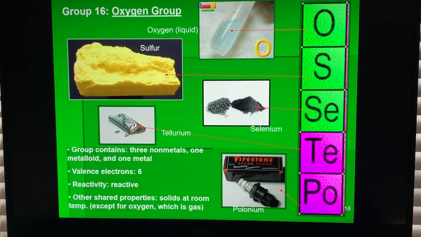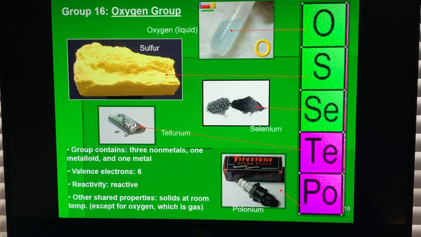The oxygen group is the next one. Oxygen, a top picture there is of liquid oxygen. Then you've got sulfur. I also have a sample of sulfur that I can hand out to you guys after these notes are over. And you can hold a real chunk of sulfur in your hand if you want to.